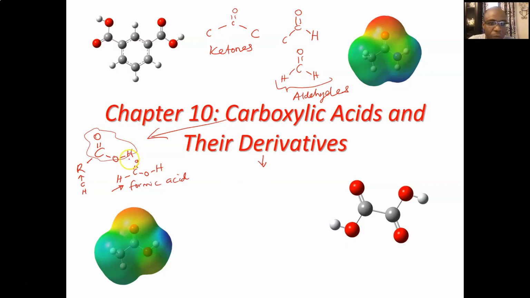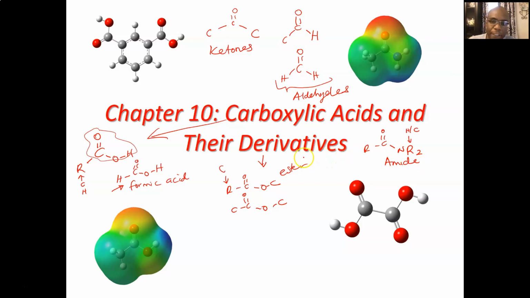So if you replace the OH with OC, you get an ester. If this is a carbon, so esters will be of that type. Or if you replace the OH with an NR2 group, you get an amide. The R here could be H or carbons. 2 carbons, 2 H's, 1 carbon, 1 H. Doesn't matter, you get an amide group.